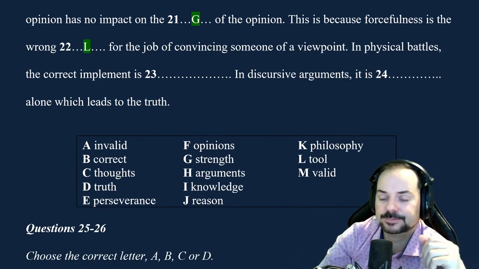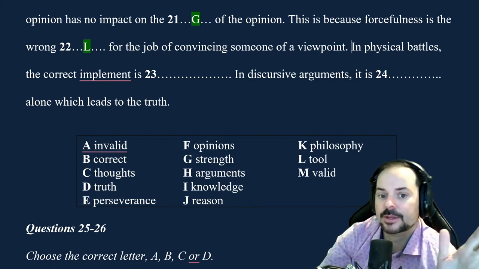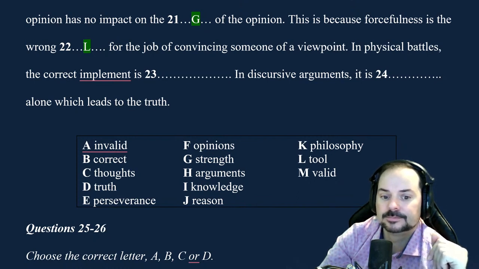Keep going. Thank you. In physical battles, the correct implement is... Not sure. Keep going. Don't worry about it. Just keep going. In these discursive arguments, it is alone which leads to a truth.